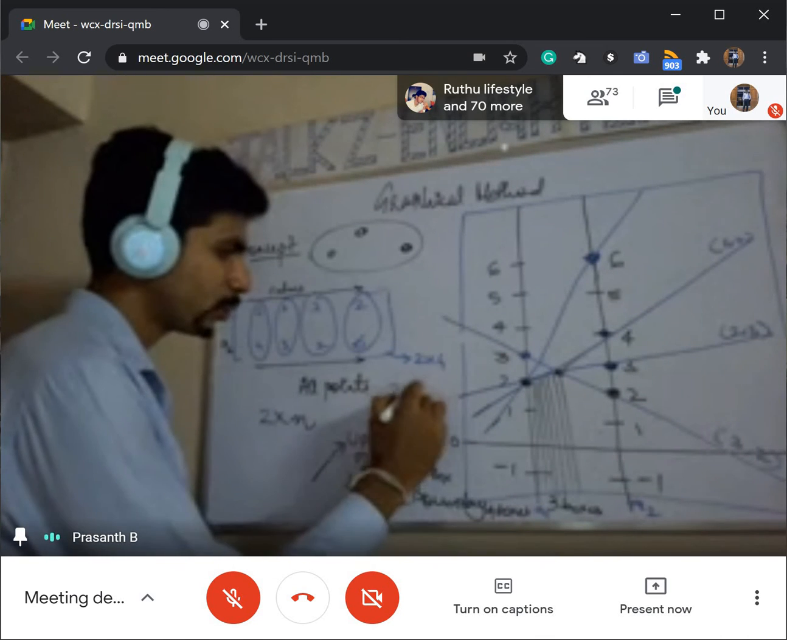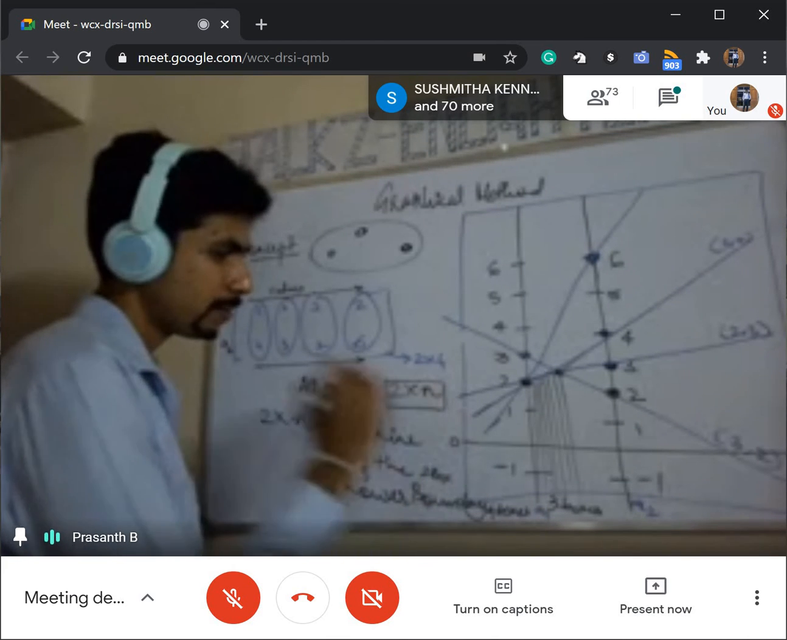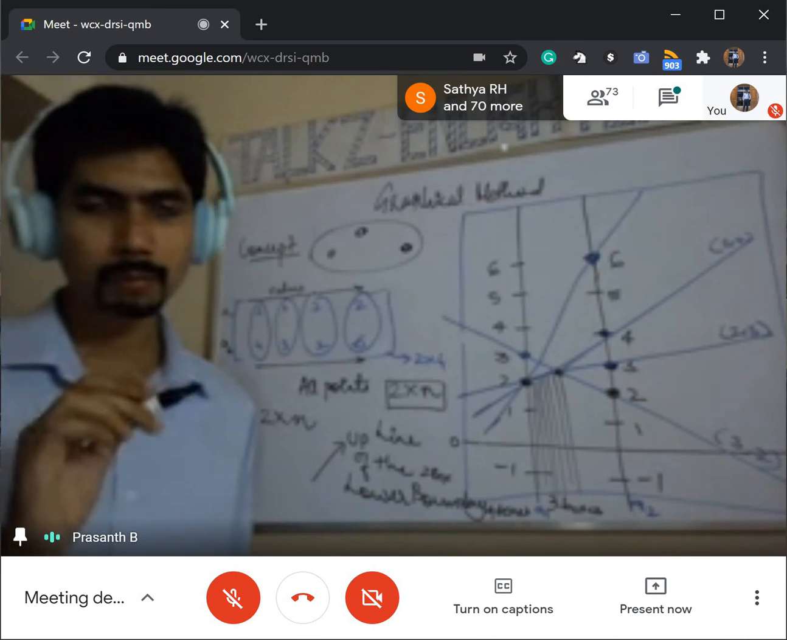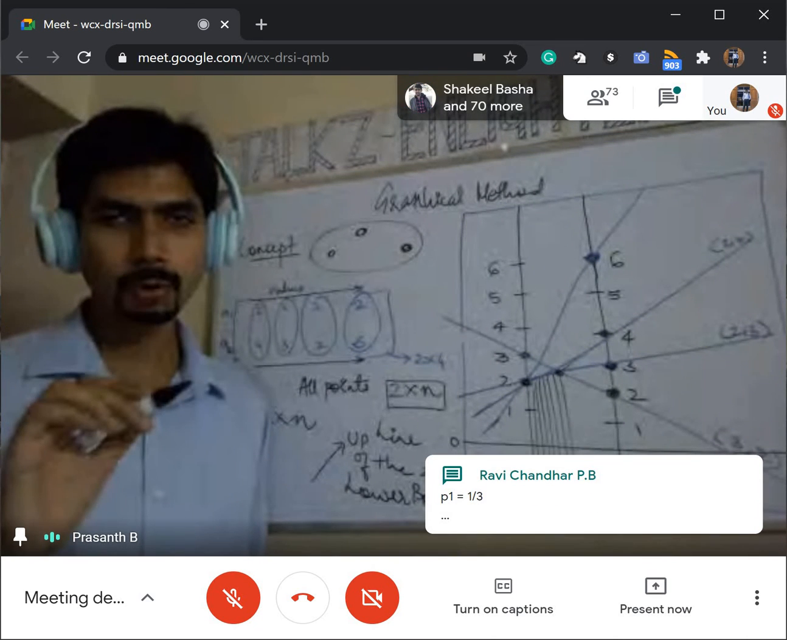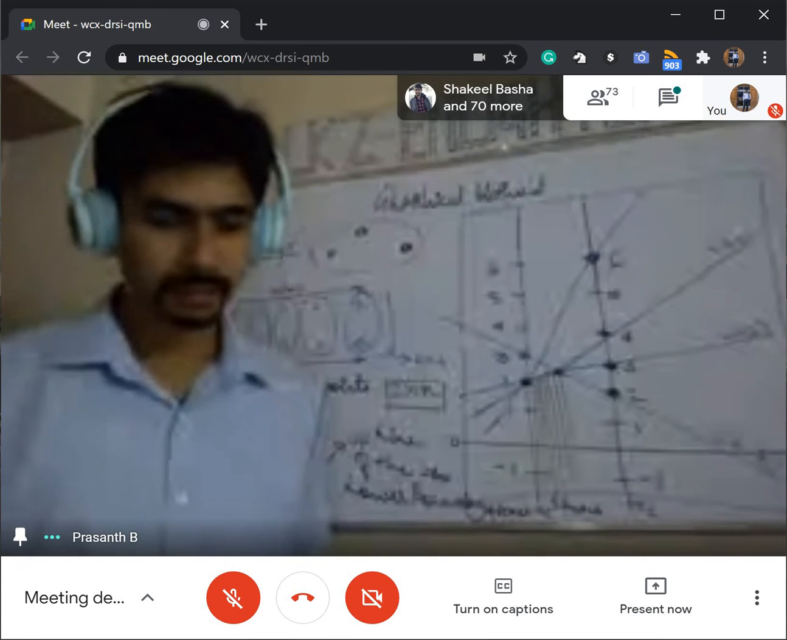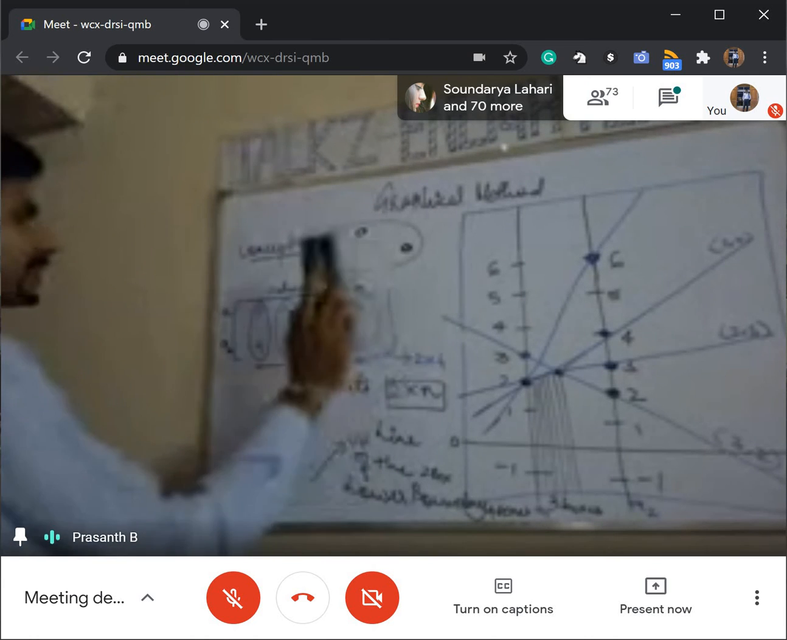That is the concept. See, if it's a 2 cross n matrix, the concept says always select the uppermost point of the lower boundary. How do I remember this? There is a trick for that also. Okay, see here.